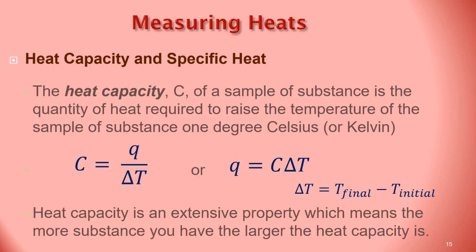So heat capacity, we call this an extensive property. That means that the more substance you have, the larger the heat capacity is. So that kind of makes sense. The more you have, the more heat you have to put in to raise the temperature 1 degree, the more heat capacity is. This is not probably the best unit to use.